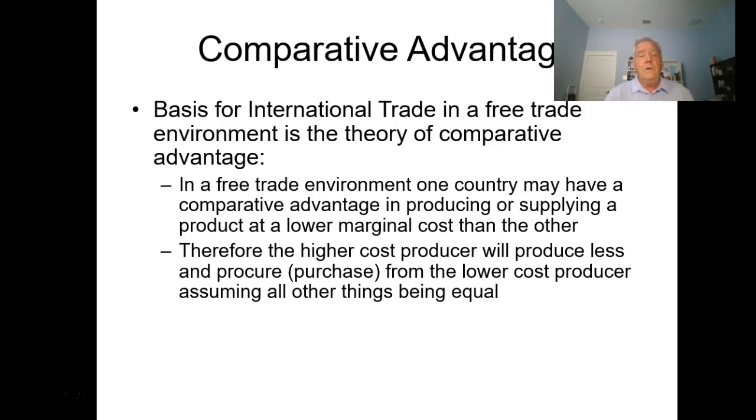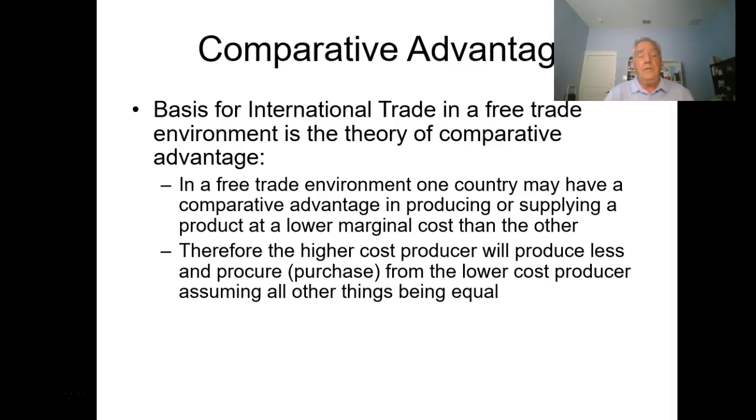So one country may have a comparative advantage over another, therefore the marginal cost is lower. In other words, the country with the comparative advantage in a product can produce and sell in the world market. We're not just talking about a country's market, but can produce and sell in the world market at a price that's lower than other countries. That's the comparative advantage.